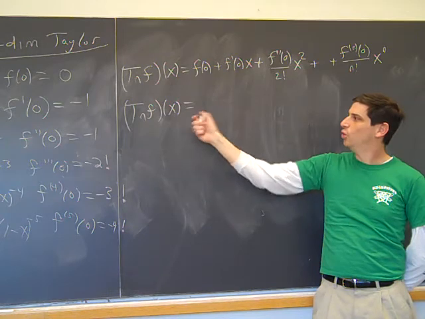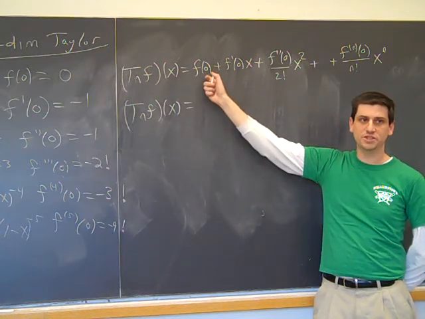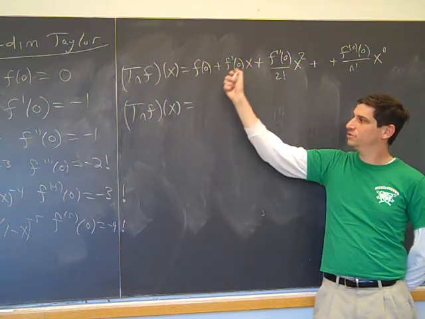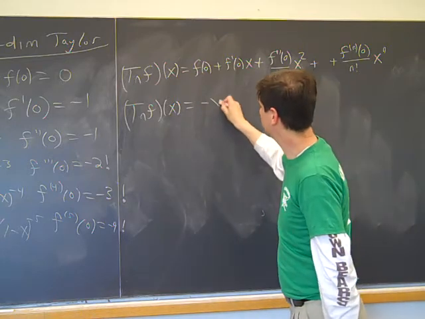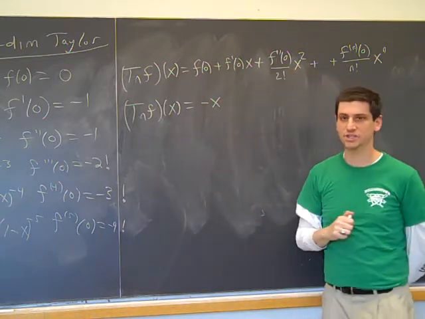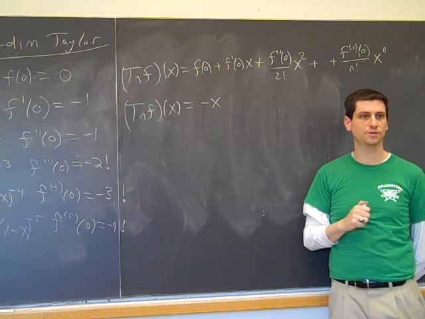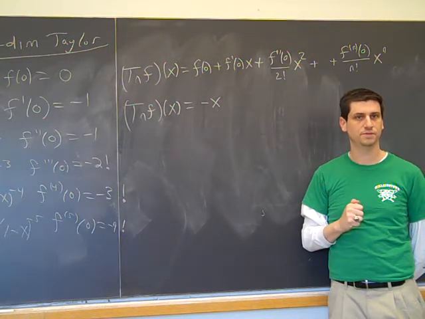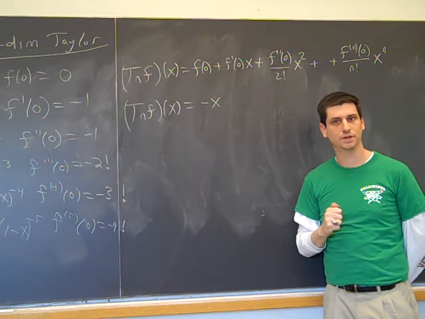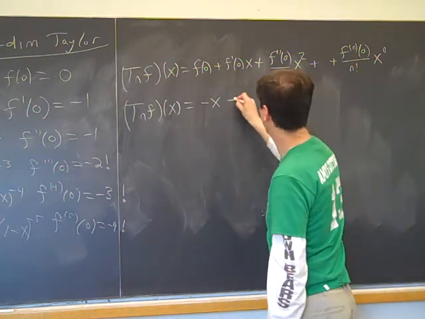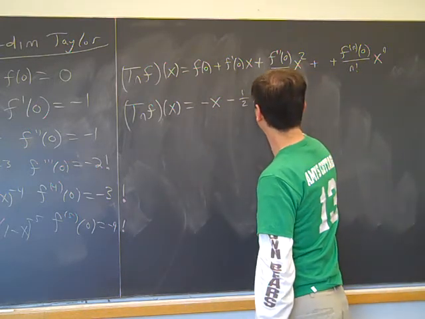And so what are we going to get? Well, f of 0 is just 0. F prime of 0 is negative 1, so we get negative x. F double prime of 0 is negative 1 over 2 factorial. What's negative 1 over 2 factorial? Negative 1/2. So we get minus 1/2 x squared.